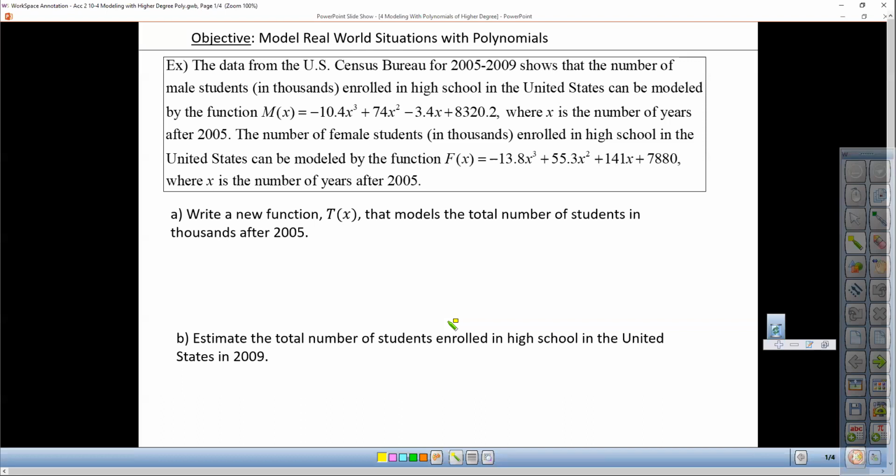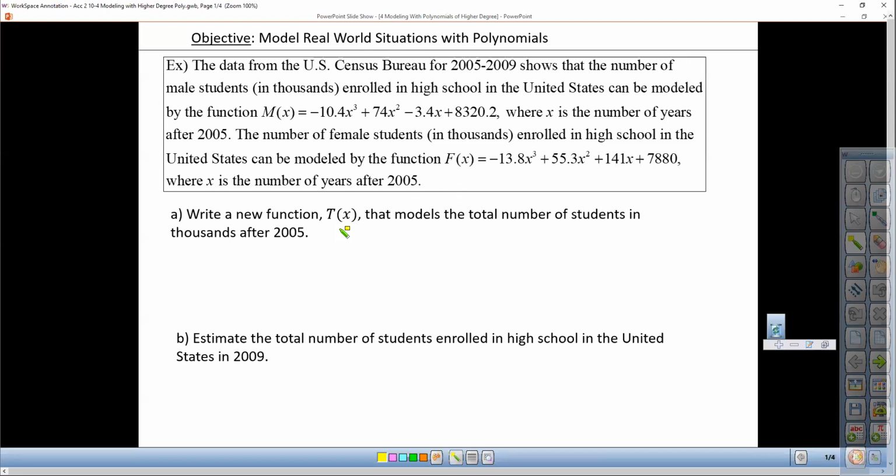Problem like this. So here it says the data from the U.S. Census Bureau for 2005 to 2009 shows that the number of male students in thousands enrolled in high school in the United States can be modeled by the function m of x, where x is the number of years after 2005. The number of female students in thousands enrolled in high school in the United States can be modeled by the function f of x, where x is the number of years after 2005.